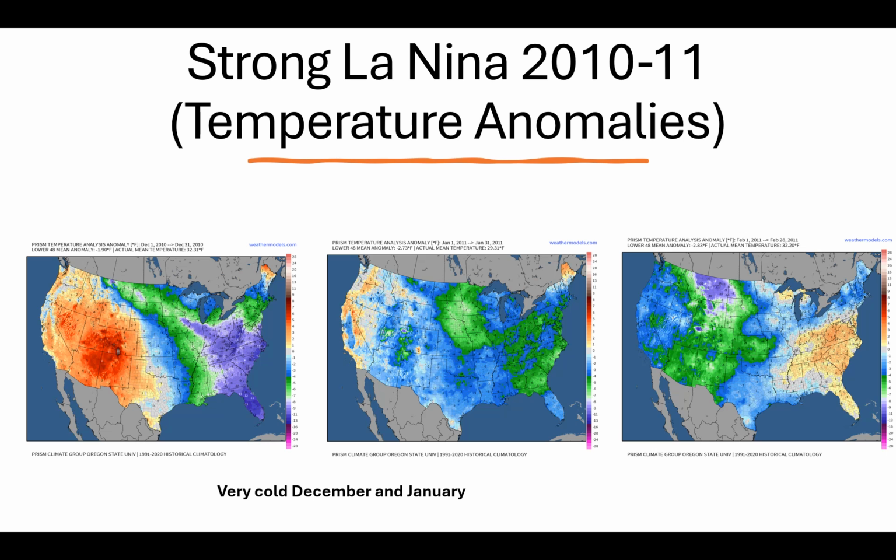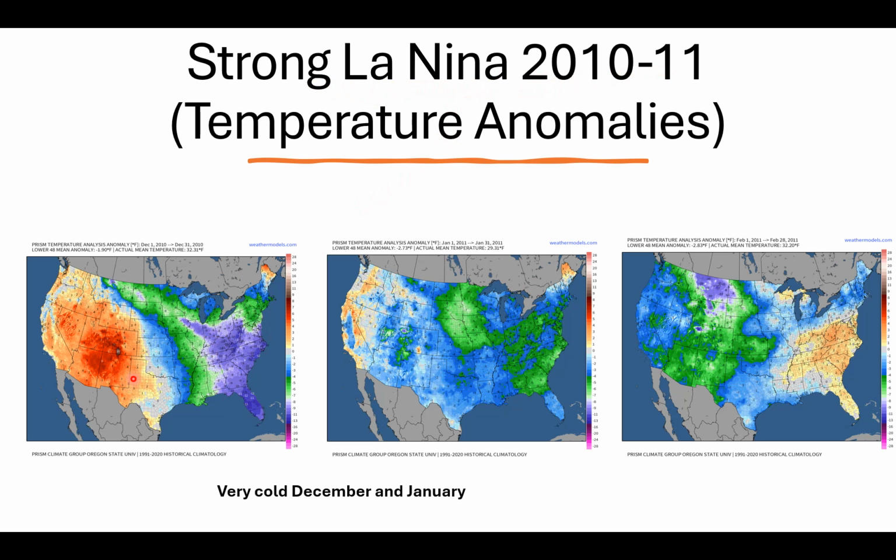Let's look at the temperature anomalies first. These are mean temperature anomalies, okay? So we're just looking at the average temperature anomalies each month. In each of the following slides, December will be your far left graphic, January will be the middle, and then the far right graphic will represent February in each of these winters that had La Nina conditions. So the winter of 2010-2011, we had a strong La Nina in place.